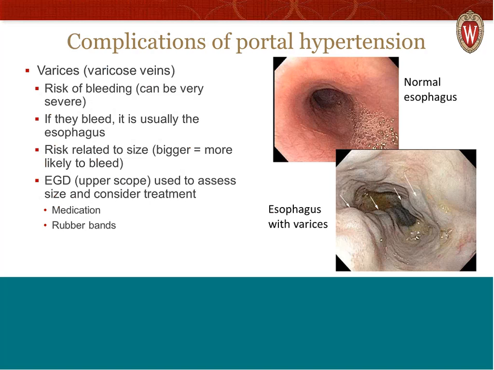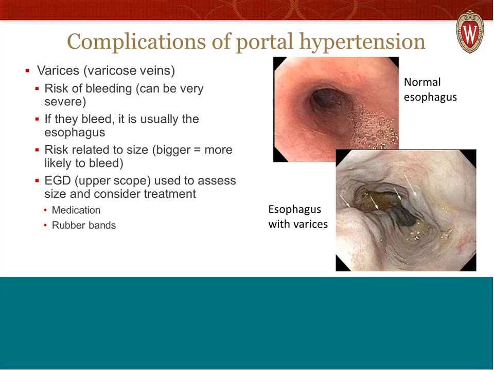So varices or varicose veins, they're really the only risk of them is bleeding. Okay, and if it bleeds, it can be quite severe. And if they bleed, it's almost always the esophagus. All right, the risk of bleeding is related to size. The bigger the veins, the more likely they are to bleed.